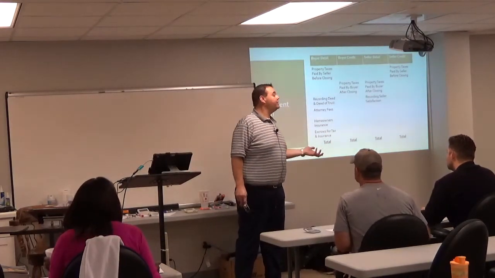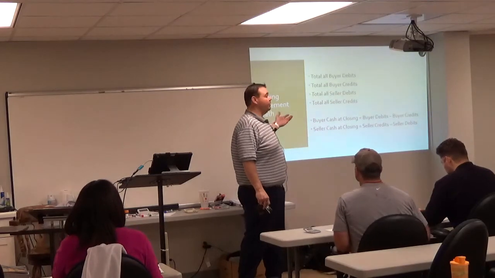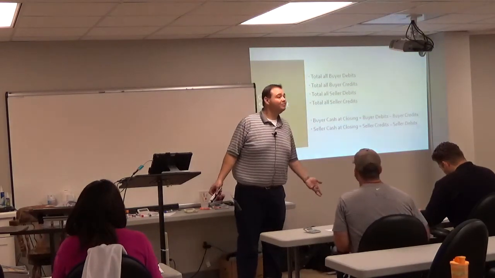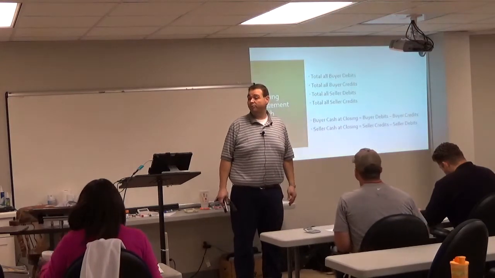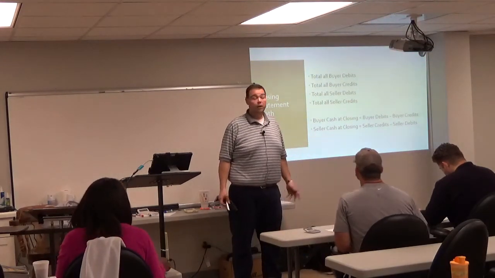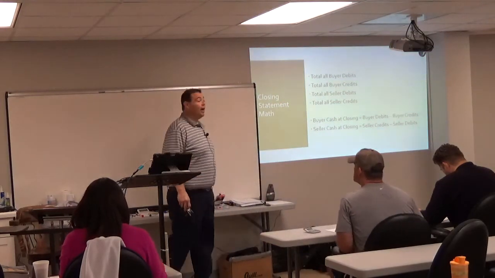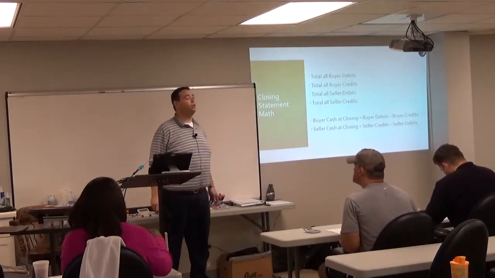The process is simple. Total up all the debits for the buyer. Total up all the credits for the buyer. Subtract. That's how much money the buyer owes. Everybody okay on that? Total up all the debits for the seller. Total up all the credits for the seller. Subtract. That's how much the seller's going to get.